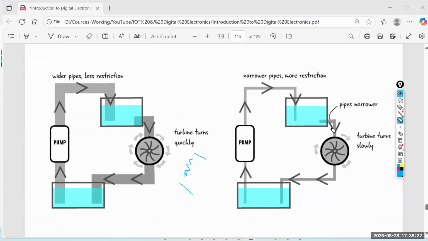Here, a low resistance wire like copper means high current flow. A high resistance wire like iron means low current flow. So you need to understand this. Okay. Is it clear?